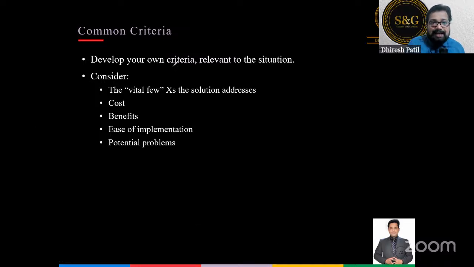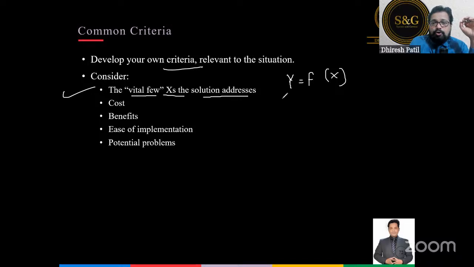So what are the general things we identify while deciding the criteria? The vital few X's. Consider the vital few X's the solution addresses. What does it mean? Everybody knows Y equals function of X, right? Y is the output and X is the input. Your output depends on all the inputs; the output variable gets influenced by the input variable. Everybody knows this? Anybody who does not know this, let me know in the chat box.